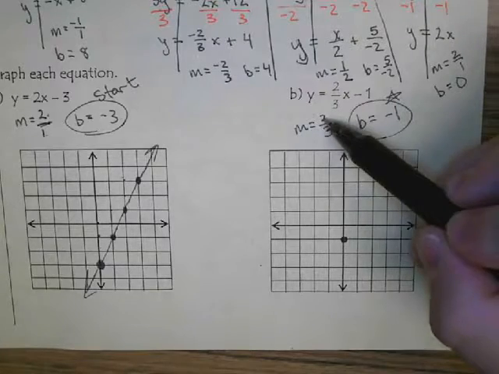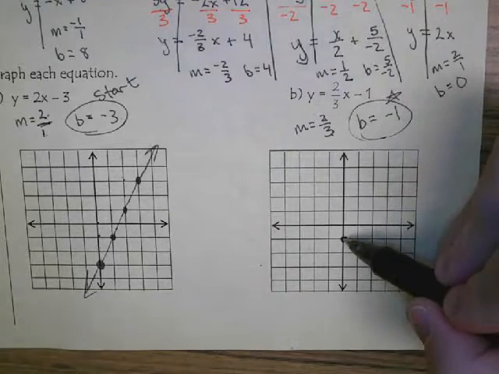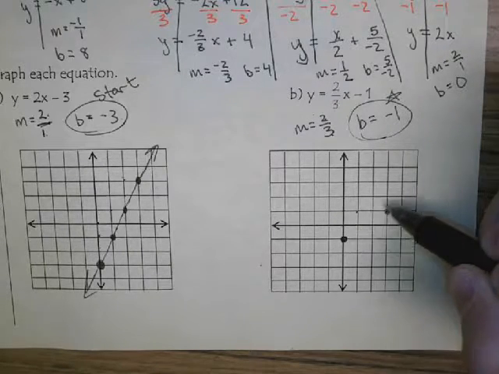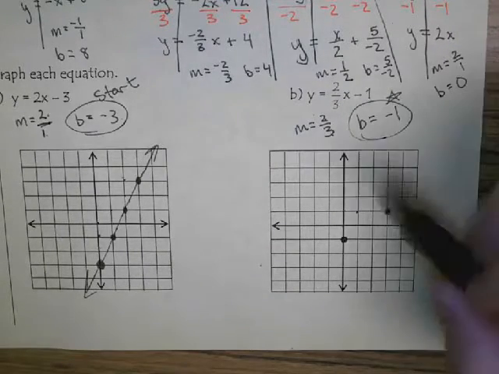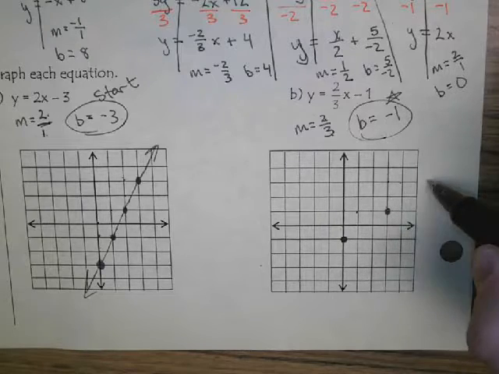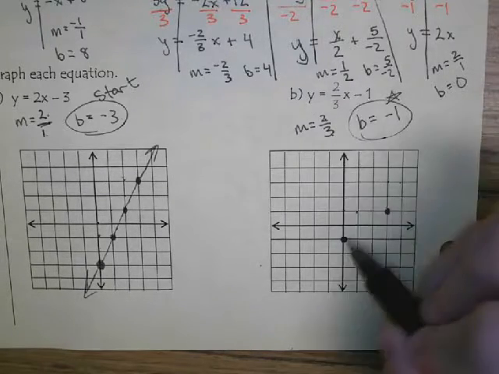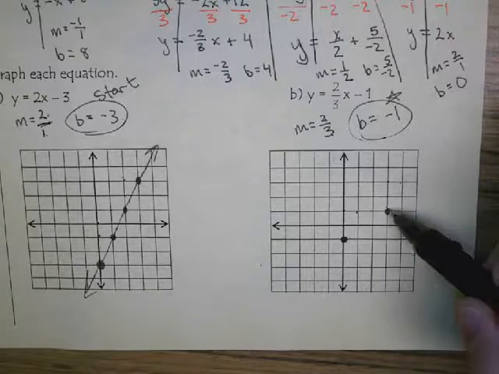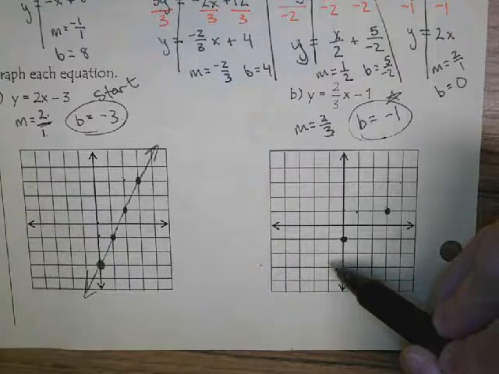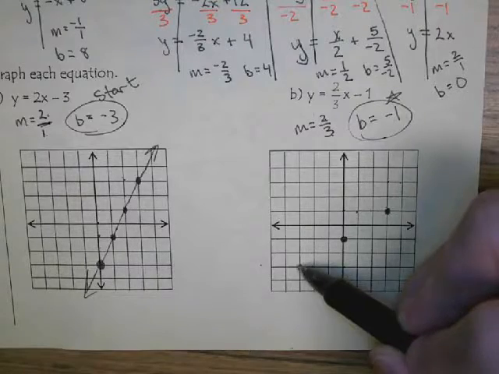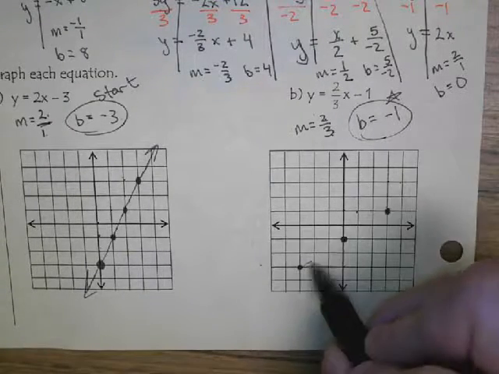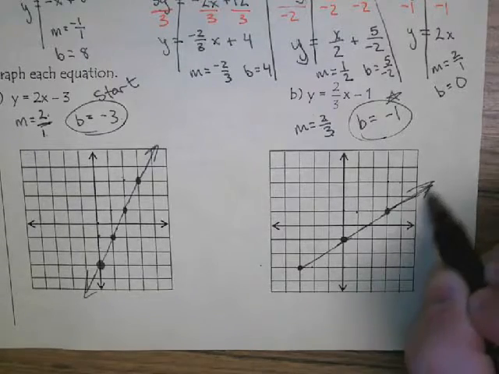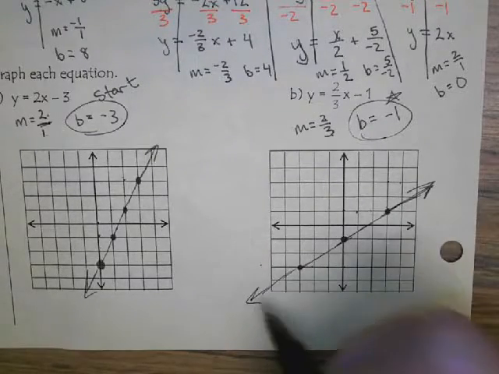Then we rise 2 over 3. 1, 2, 1, 2, 3. Rise 2, 1, 2, 3. Oh, we're off the grid. But I can also go backwards. If I went up 2 and right 3, I could go down 2 and left 3. And look, these points are still in a straight line. Like that.